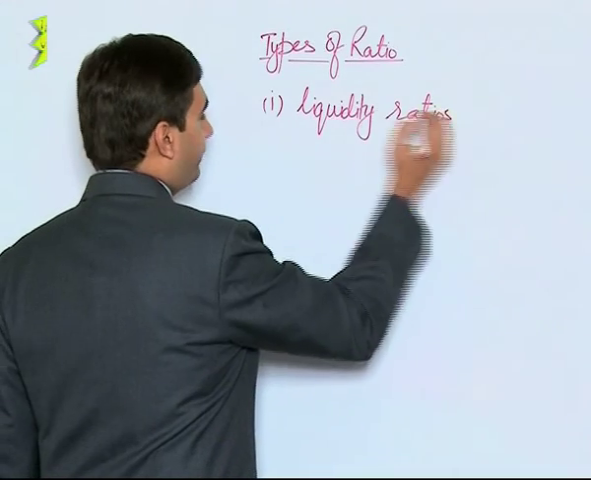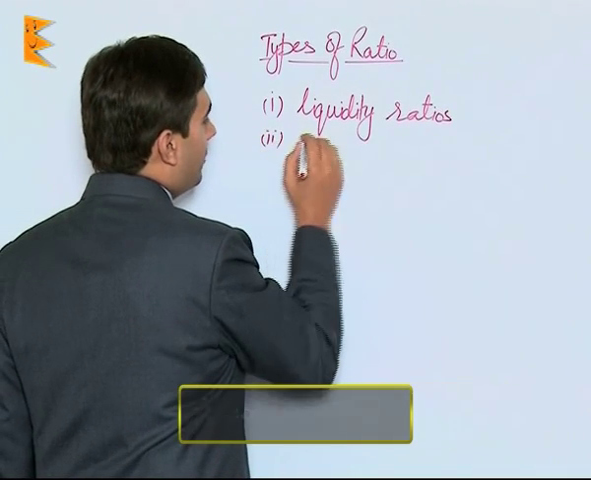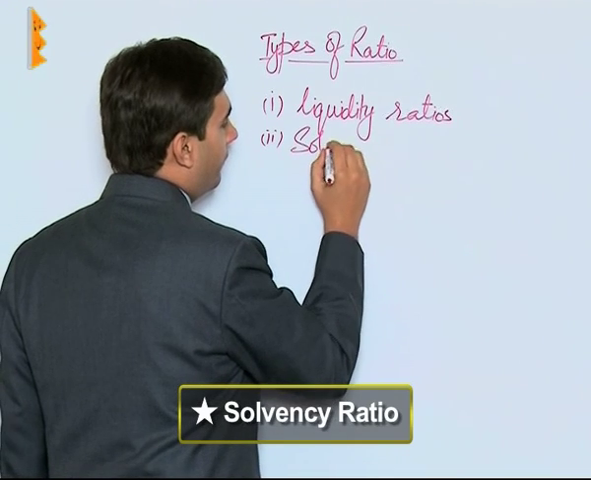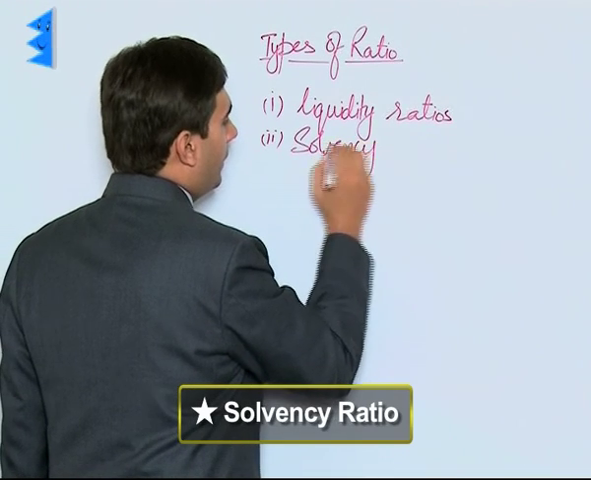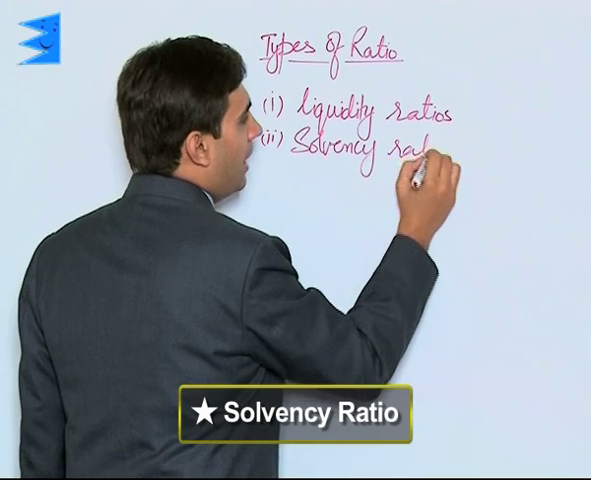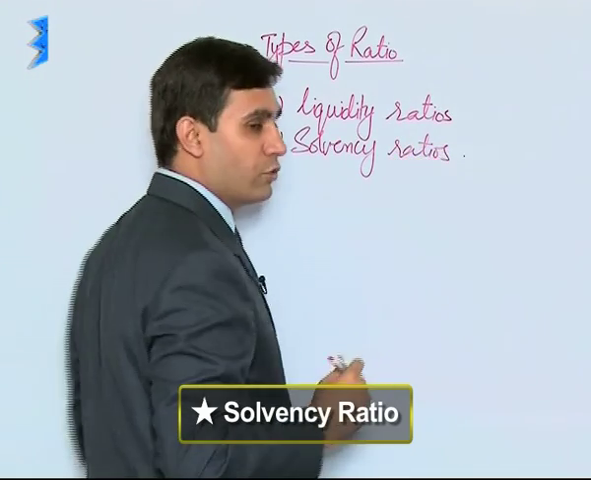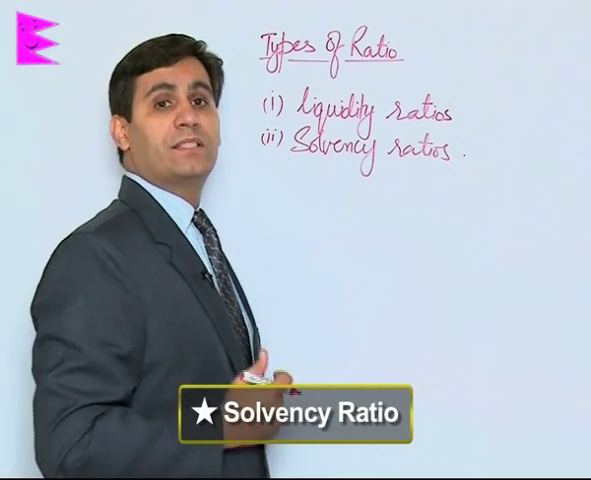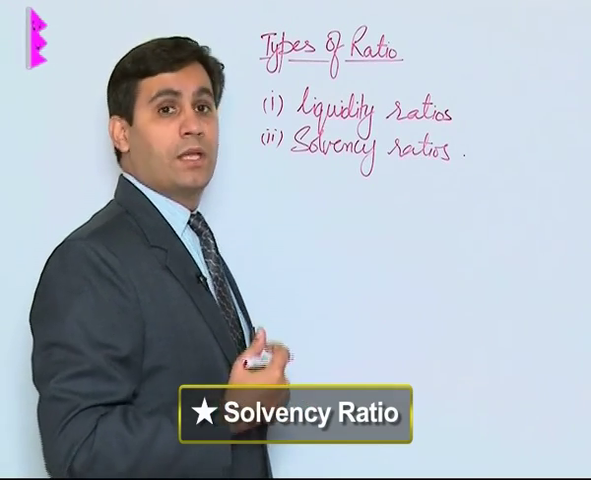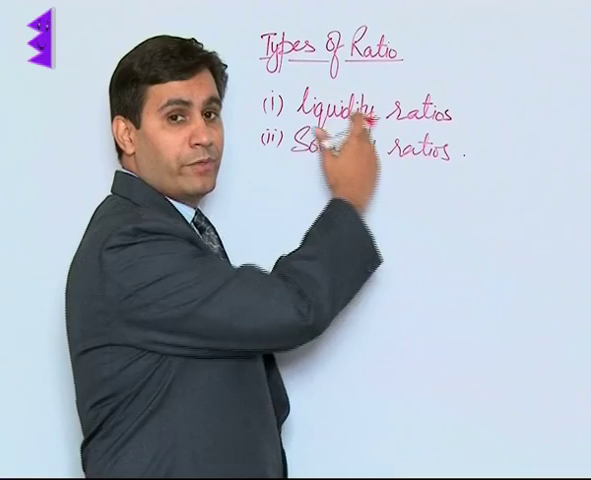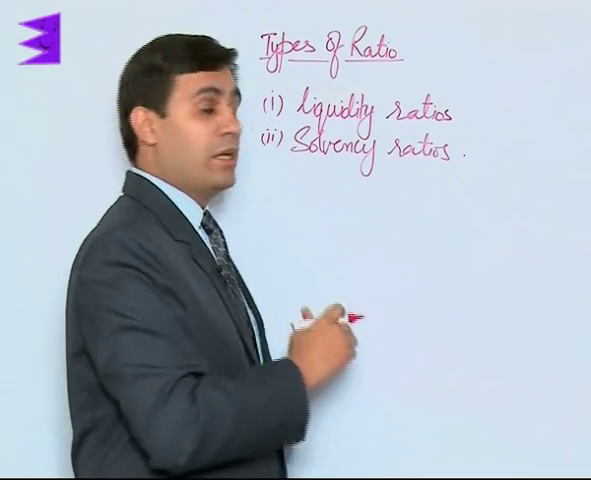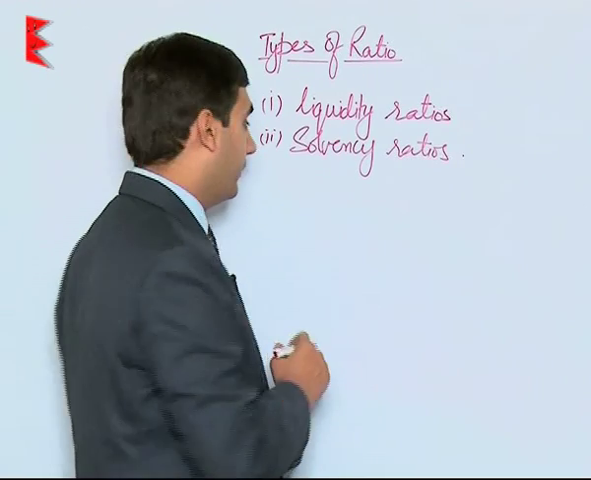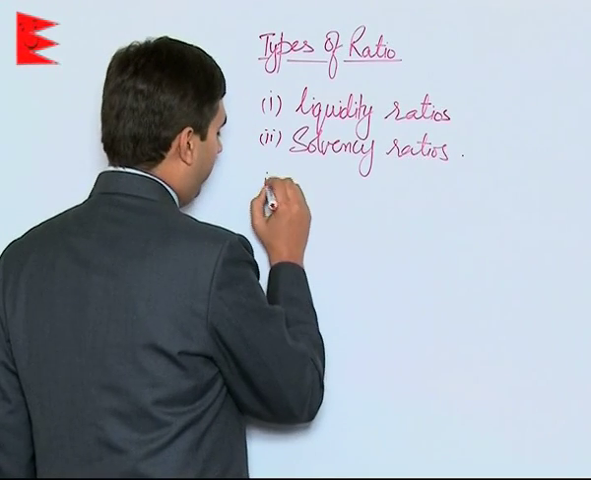Then, second part is solvency ratios. Now, solvency ratios are those ratios which comment upon the ability of the business to meet its long-term obligations. By short-term, that is in liquidity ratio, we mean less than 1 year, whereas in solvency ratios we mean more than 1 year.